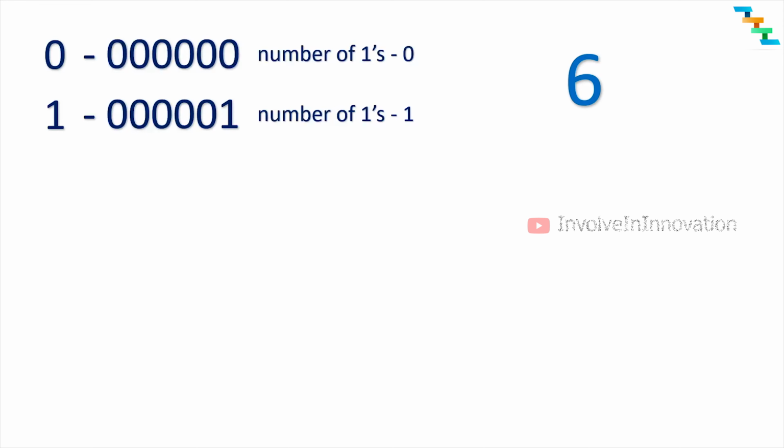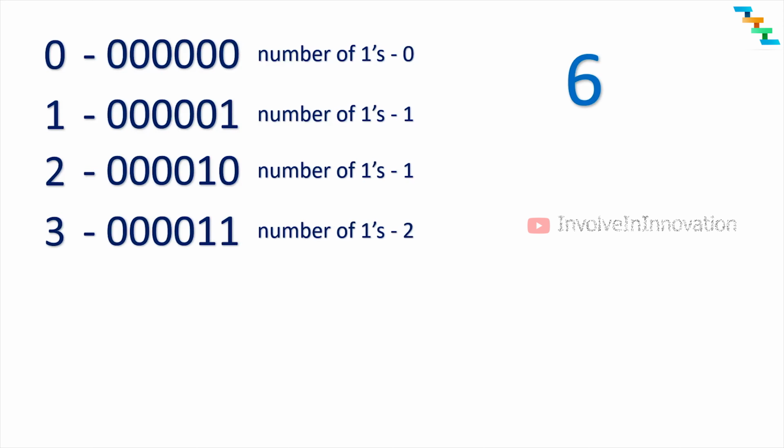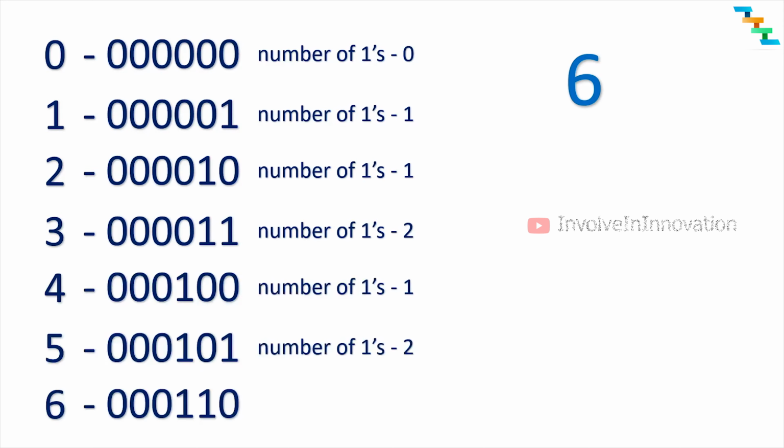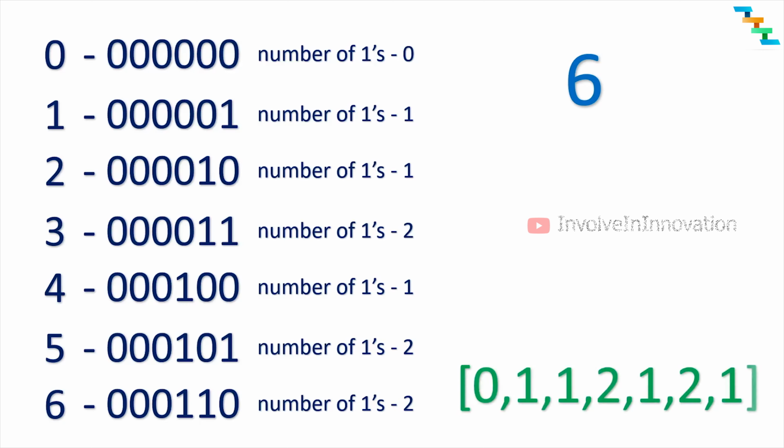For example, if we are given the number 6, we need to find the number of ones present in 0, 1, 2, 3, 4, 5 and 6. So for 0 we have 0, for 1 we have 1, for 2 we have 1, for 3 we have 2, for 4 we have 1, for 5 we have 2, and for 6 we have 2. Now we need to return the array 0, 1, 1, 2, 1, 2, 2.